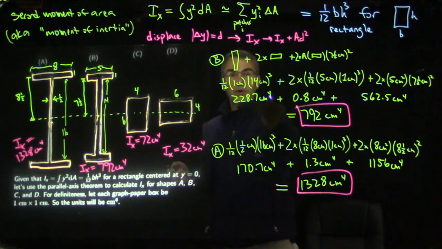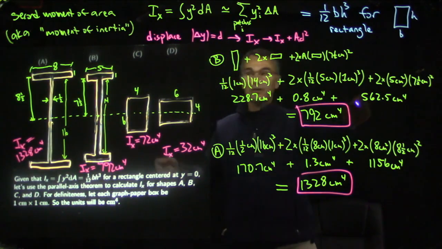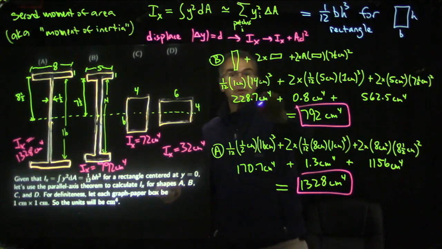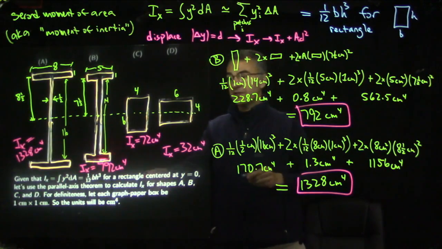For B, the webbing contributes 229, which is about 1/3 of the total. The flanges, if they were centered on the x-axis, would contribute almost nothing, but the displacement of the flanges, the fact that the flanges are 7½ units displaced in centroid from the x-axis, contributes 2/3 of the total second moment of area. That's 562.5. So that's about 2/3, and the webbing is about 1/3 of the total, which is 792 centimeters to the fourth power.